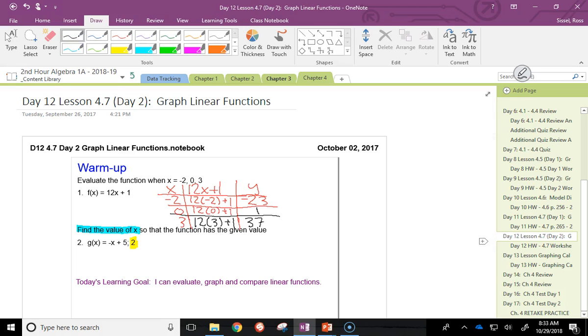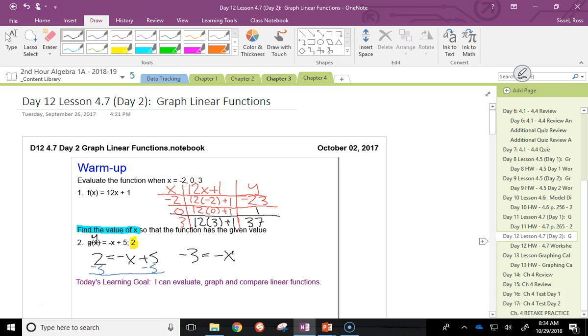So that 2 is going to go in for this g of x, which you can always rewrite into y. It would be 2 equals -x plus 5. Does everyone have that? Yeah. And then what's your next step? Subtract 5. So you would get, I'm going to write it over here, -3 equals -x. And then what do you do?